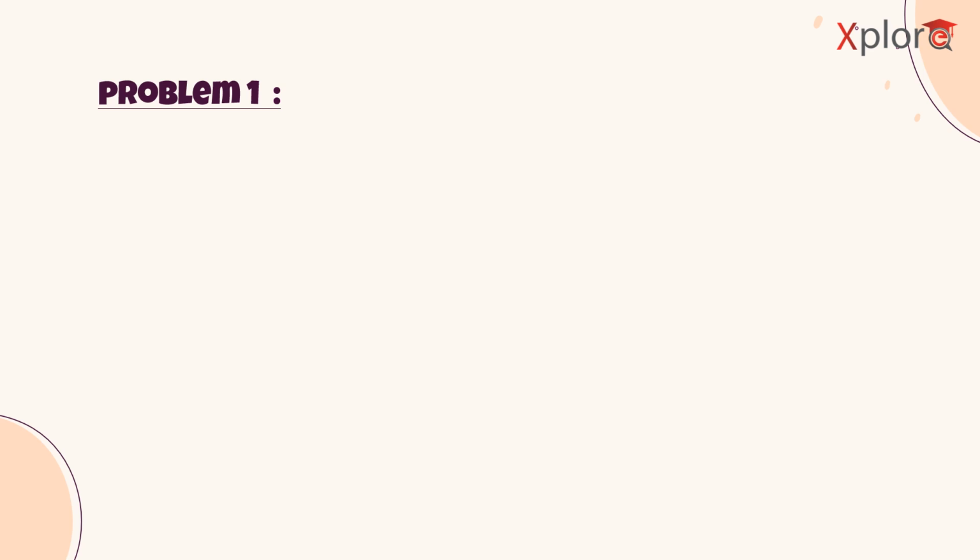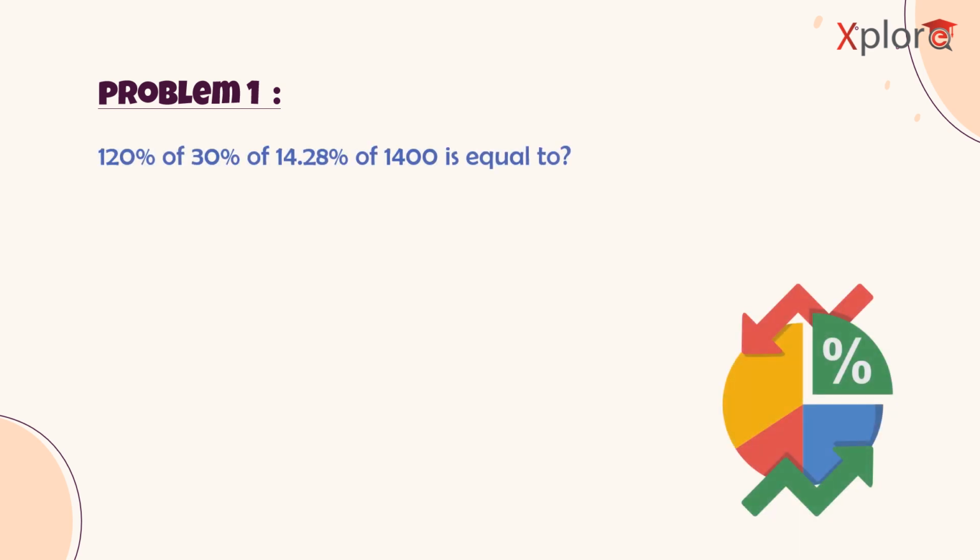Let's solve some problems now. So the given problem is 120% of 30% of 14.28% of 1400 is equal to. Now let's dig into the solution.